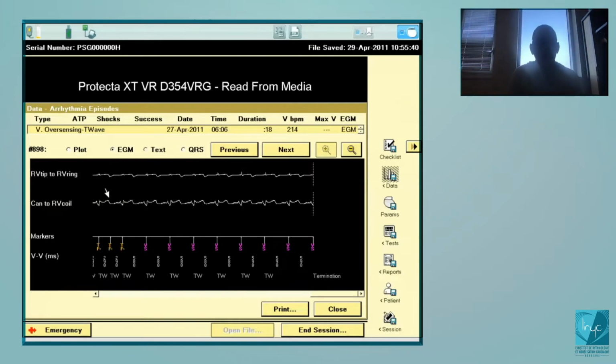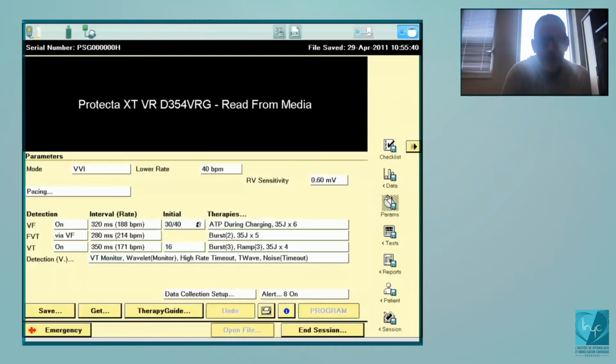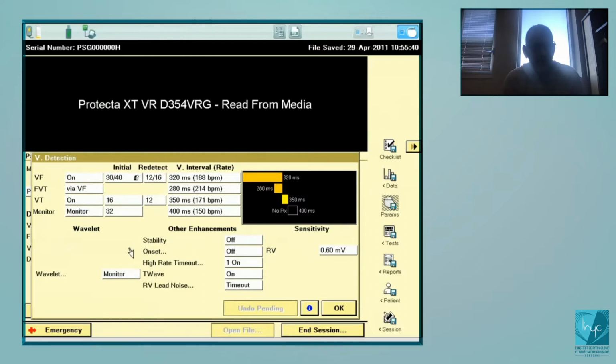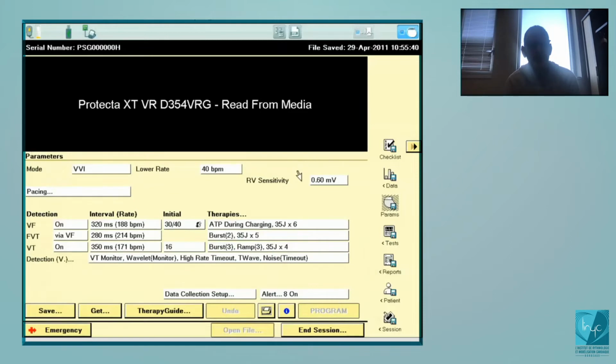If you click on the parameters, you see here, detection V, if you click, the T-wave is on, and this is the algorithm here where you can program it. Okay, if you come back to the tracing, can you come back? If you click back on the tracing.